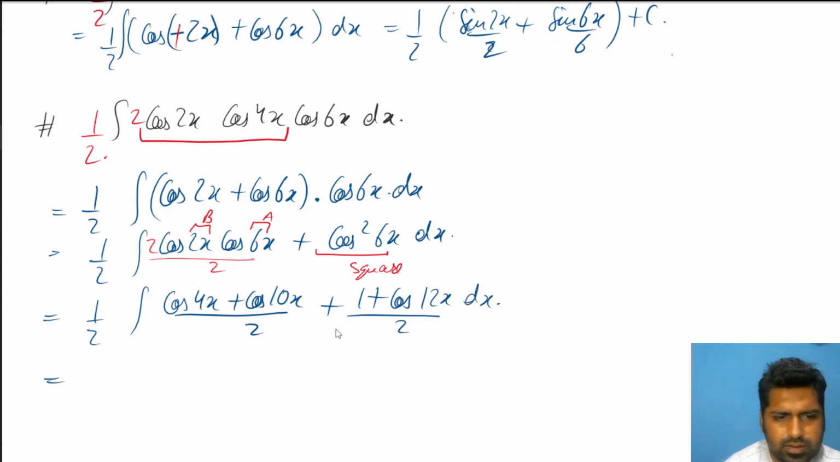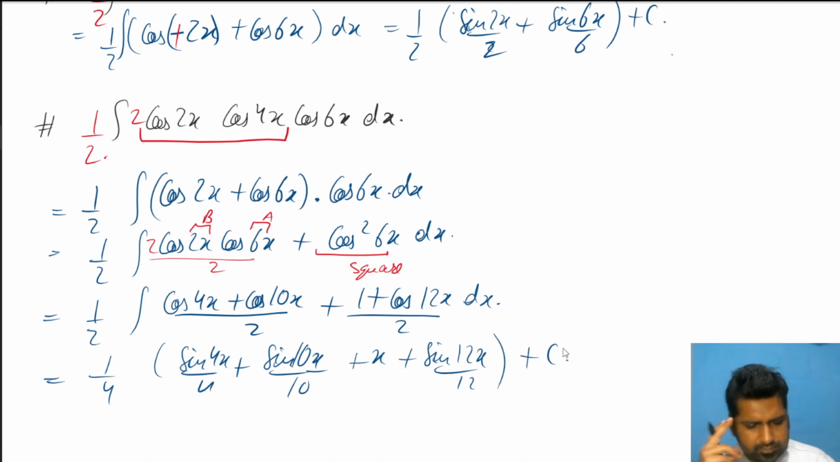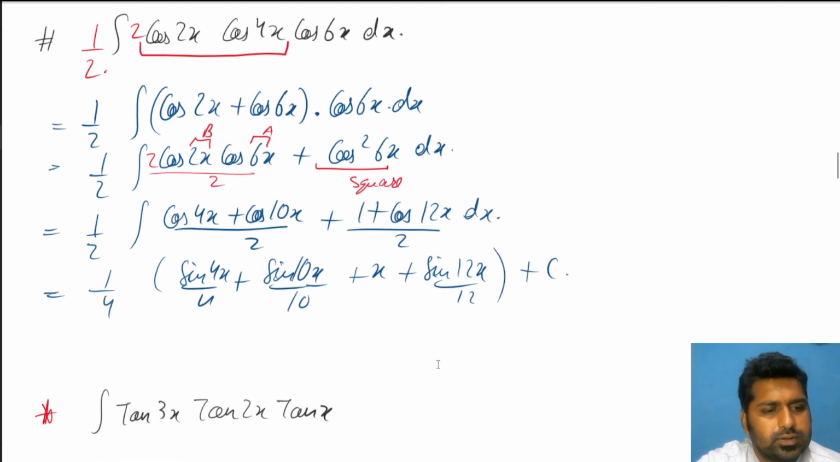Now let's integrate. Denominator 2 I am taking outside, so 1 by 4. Integration of cos is sine: sine 4x by 4, sine 10x by 10, plus 1 integration is x, plus sine 12x by 12, plus c. Okay.